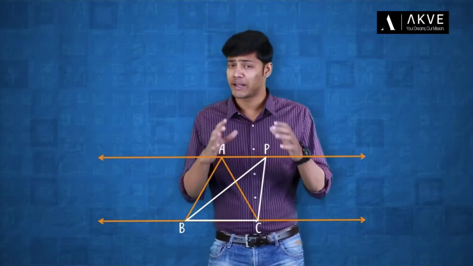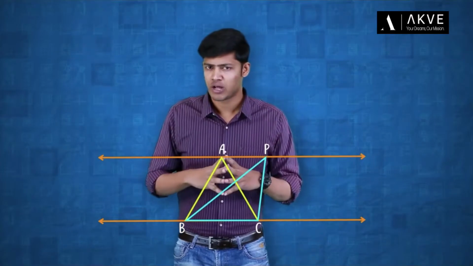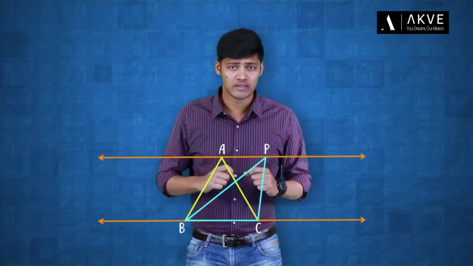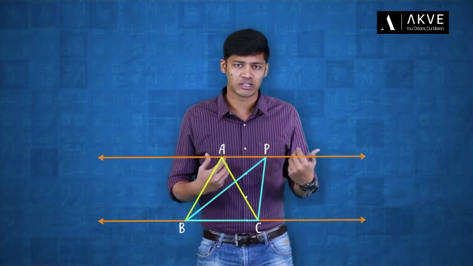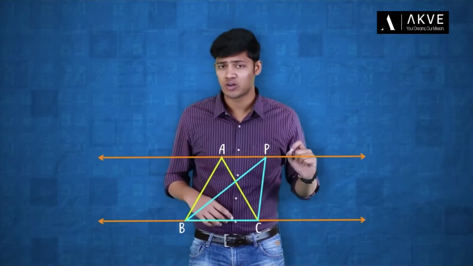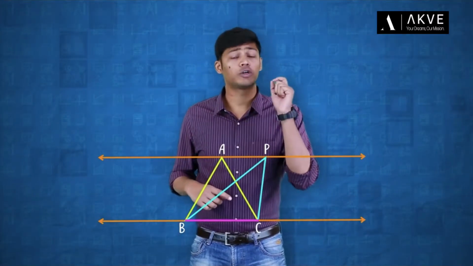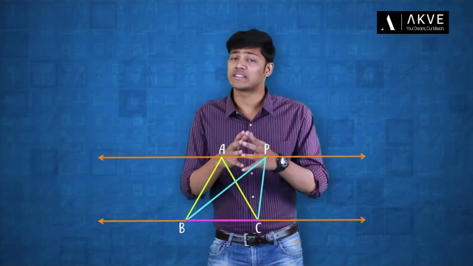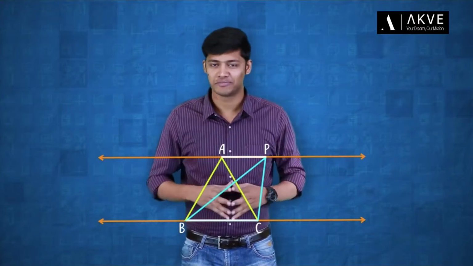So let's start by considering the triangles ABC and PBC. Now, these two triangles satisfy the two important observations that we are discussing throughout this chapter. That is, both of these triangles are on the same base, which is BC. And both of these triangles lie between the same parallels, that is, between BC and AP.